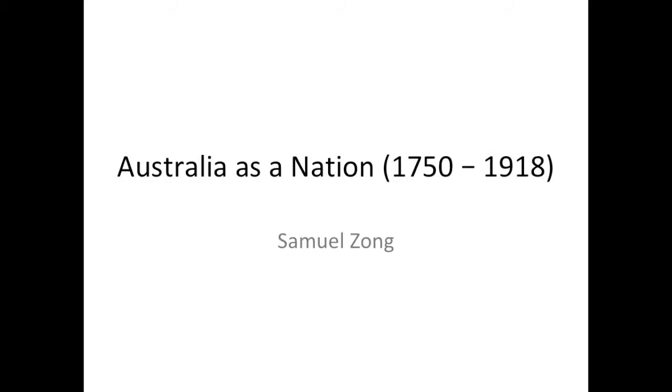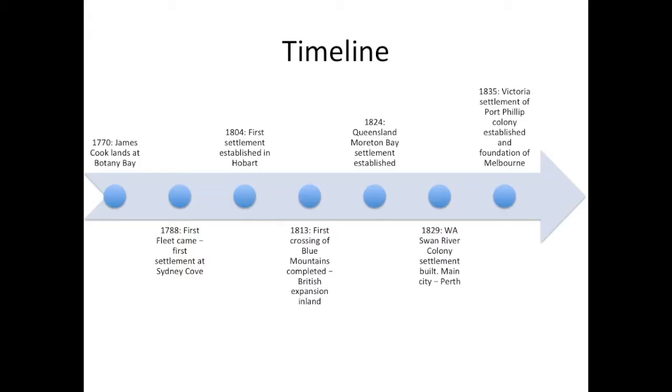This is a brief introduction to Australia as a nation, from 1750 to 1918. First off, we have a timeline of the major events that happened between 1770 and 1872. In 1770, James Cook landed at Botany Bay.